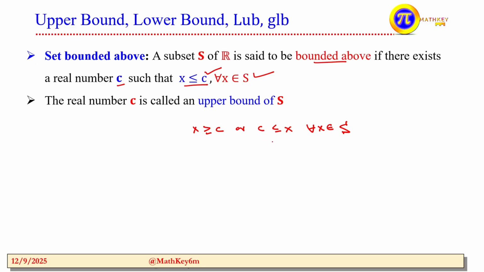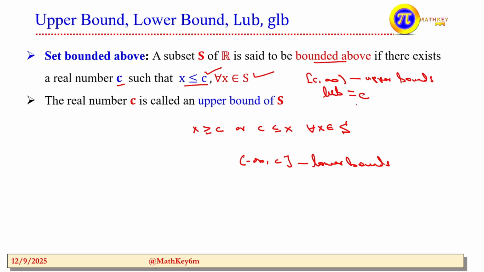From this, we can say the lower bounds for this one are negative infinity to this c, we call those lower bounds. Similarly, for the case of c to positive infinity, we call those upper bounds. From the upper bounds, the least upper bound, that is c, we call the least upper bound. Similarly, we can say this is the greatest lower bound, the greatest of all from this interval.